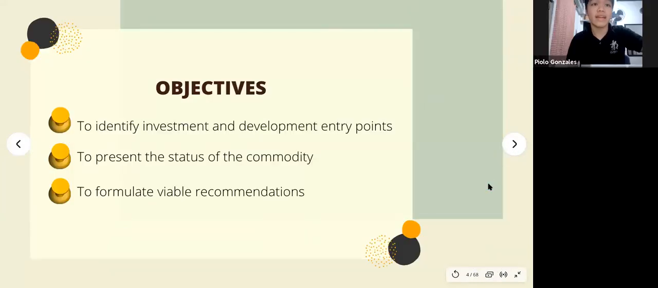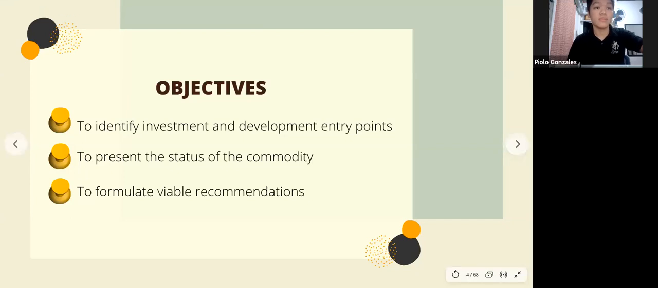This commodity analysis aims to explore the status and present the investment and entry points of the mango commodity in the Philippines and in the global value chain in order to build conclusions and formulate a recommendation for the opportunities to upgrade the country as the assessment completed. The data collected emerged from reputable resources such as Philippine Statistics Authority and the published articles regarding the subject, which are all well cited in the references.